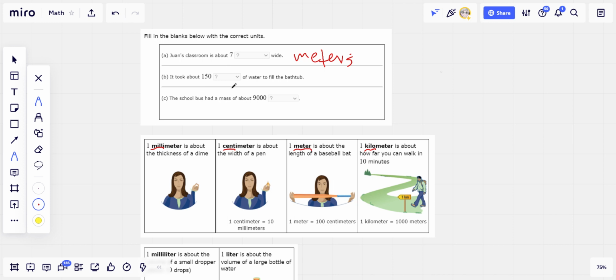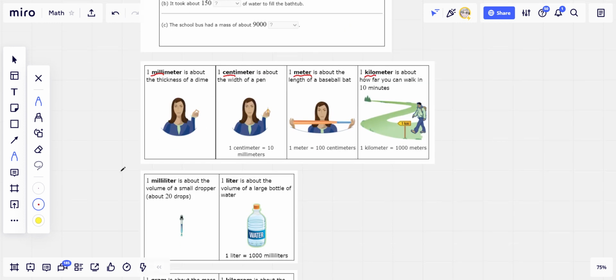It says it took about 150 somethings of water to fill the bathtub. So for units of volume, which is usually what we're measuring water in, the basic unit is the liter. And then the other unit we often use is milliliter, because with liquids, we're often looking at smaller amounts of liquid. So a milliliter is 1/1,000th of a liter. And a liter is, I mean, you're probably familiar with this. You've probably seen a liter bottle of water. It's a pretty big amount of water, but it's not huge. So you could hold it in your hand.